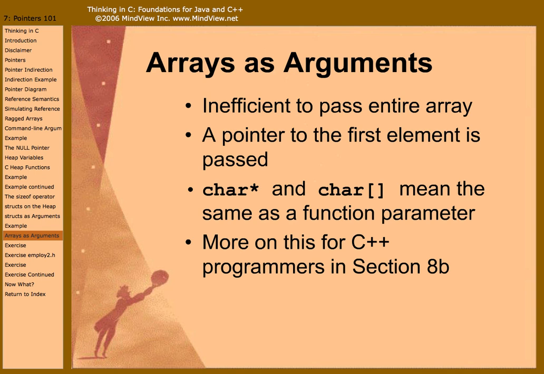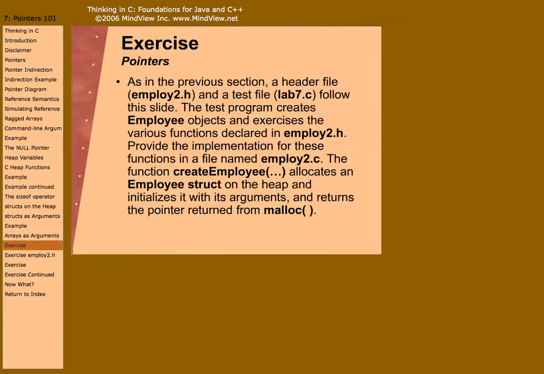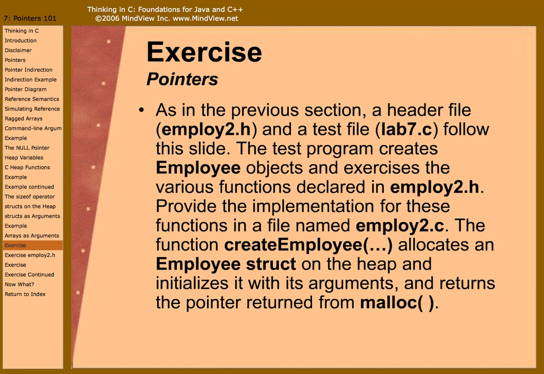Well, then I could write the parameter for that function as either a char star or a char array. Either way, they mean the same thing when you use them in the context of a function parameter. This exercise is a variation on the employee example that you've been working with. The main change we want to make here is we want to have employee objects on the heap. This allows you to create them dynamically.